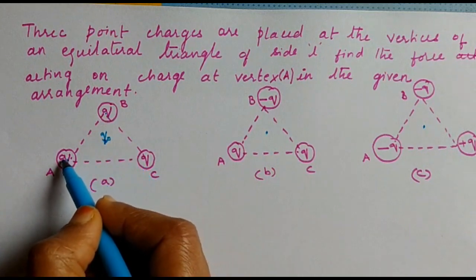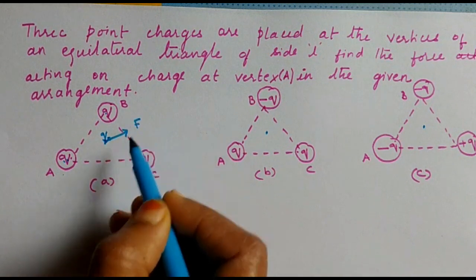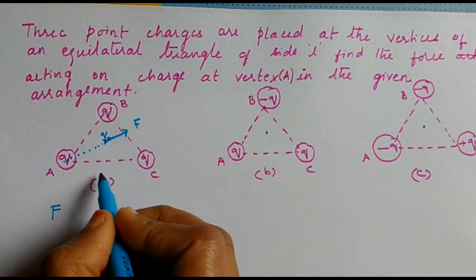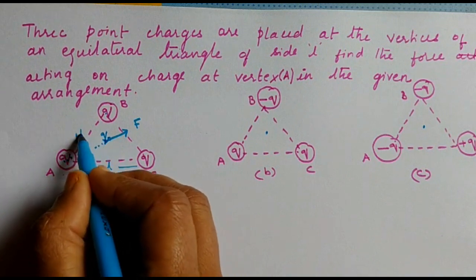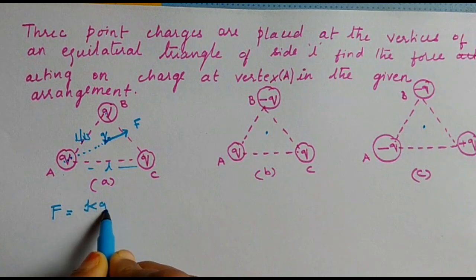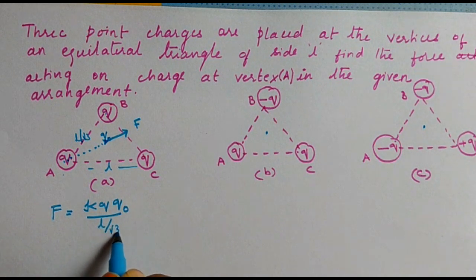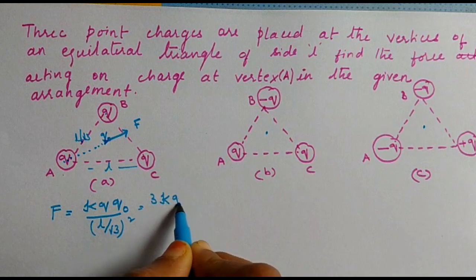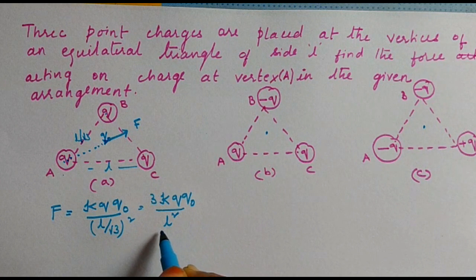Give the directions. Due to A, there would be a force F. I'll write the magnitude of this force. For that you need this distance. If the side of the triangle is L, the distance from the centroid to a vertex will be L by root 3. So write the equation for F. It's K Q Q0 divided by L by root 3 whole square. That's nothing but 3 Q Q0 by L square, where K is 1 by 4 pi epsilon naught.